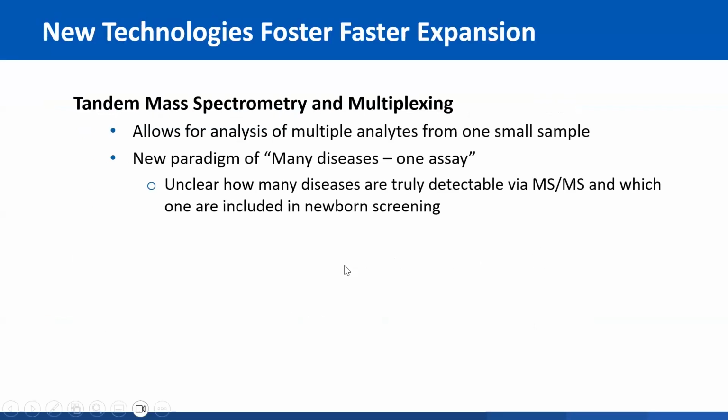Next slide. This slow pace of expansion quickly changed with the use of 2 significant technologies that have greatly facilitated increased expansion in newborn screening. The first was the growing use of tandem mass spectrometry in newborn screening, which allows for numerous analytes to be measured from a single punch of the dried blood spot specimen. And the consolidation of methods into this one test has given rise to a new paradigm in screening called multiplexing, or many diseases in one assay model.